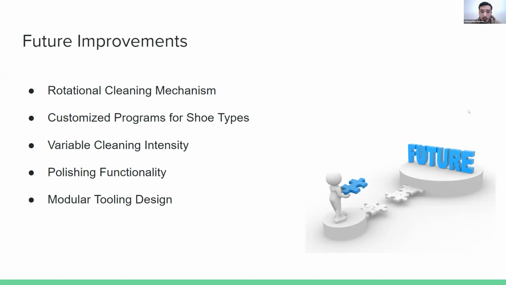And then we have the polishing functionality. This would incorporate polishing capabilities into the robotic system, enabling automated polishing for dress shoes to enhance their shine and appearance. And then lastly is our modular tooling design. This would have specific tooling attachments with interchangeable brushes that seamlessly attach to the robotic arm, allowing for versatility in cleaning different shoe materials and surfaces, so we don't have to use double-sided tape.